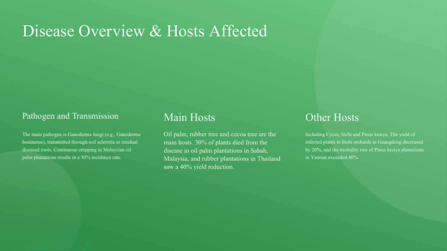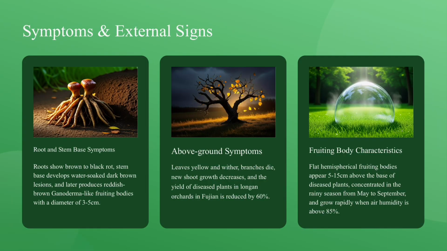This disease causes clear symptoms both underground and above ground. Underground, the roots rot and turn dark. At the stem base, brown lesions appear, and later, mushroom-like fruiting bodies can grow near the base of the plant.